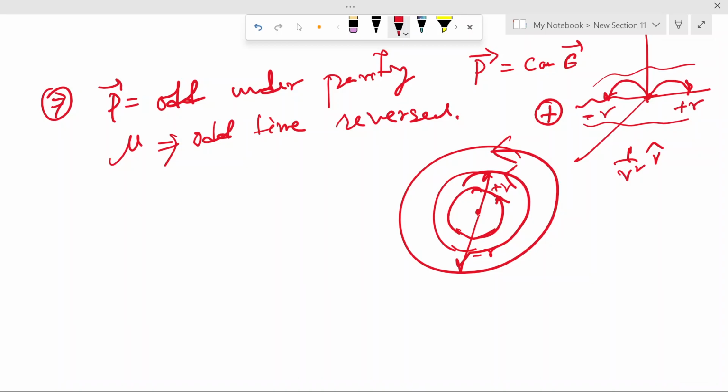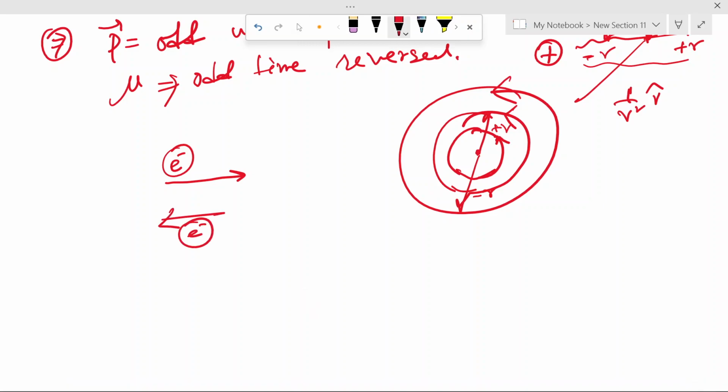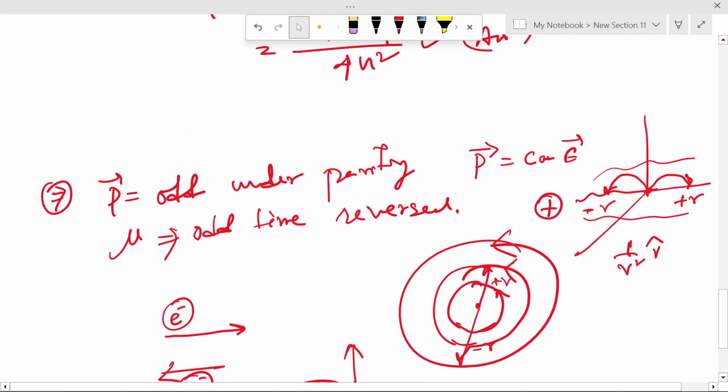And also why is the magnetic field odd under time reversal? What does time reversal mean? If a charge is going this way in time, under time reversal it will go the other way. So if there is a wire and the charge is moving this way, the magnetic field will take some direction like this, depending on the thumb rule. Now if the charge moves in the opposite direction, the magnetic field direction will be reversed. So it's not the same, right? So it's odd under time reversal.